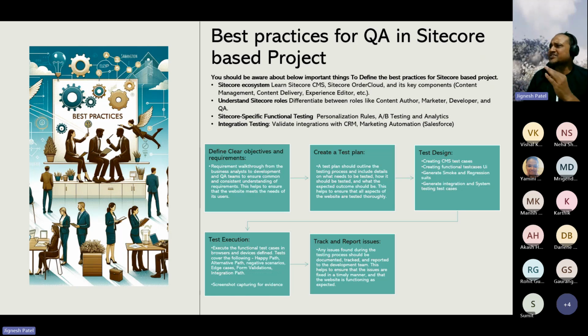So, five steps for best practices. First is to define clear objectives and requirements. You should have a clear walkthrough from your business analyst or development team to ensure that both teams have a clear understanding of the requirement. Second, create a test plan, which I already covered in my first slide. It has to be approved by both the parties, so your software does not fail and it is not over budget because of non-approval at the end.